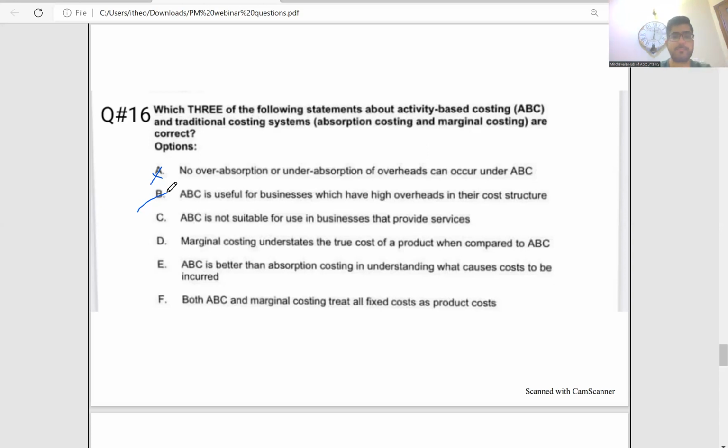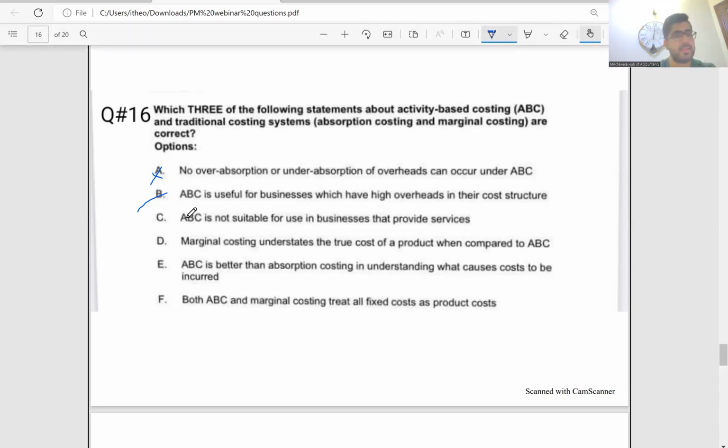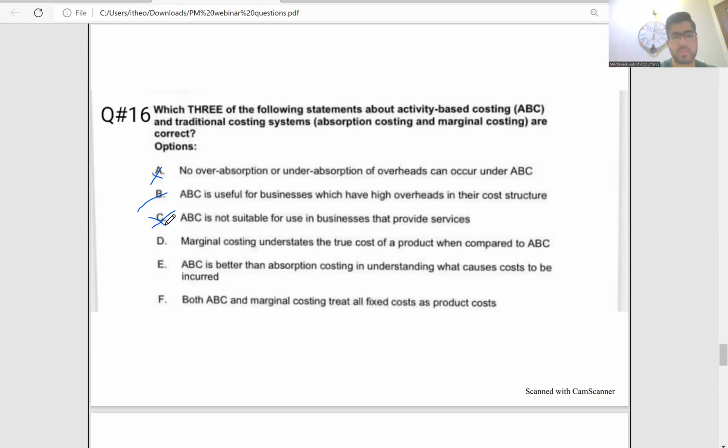That's a reality. Okay. ABC is not suitable for use in businesses that provide services. Wrong. ABC can be used for manufacturing and service. No one taught you this. Even if you have done past paper questions, there is an ABC question regarding a nursing hospital. We have done that MTQ as well. Hospital is a service provider. ABC is for manufacturing and service, both. Okay.